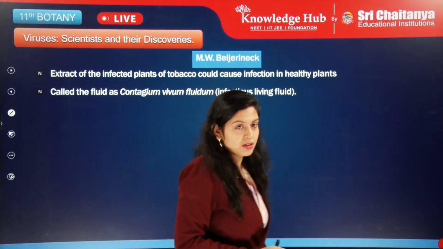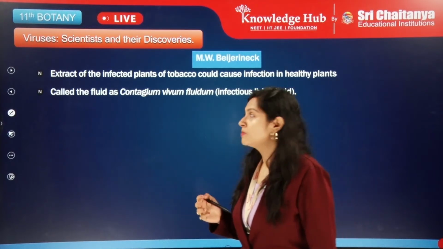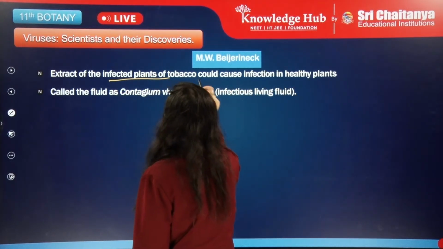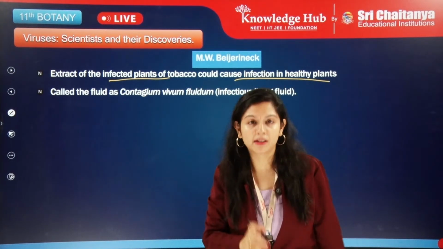Now the next thing is viroids. He took the extract of infected tobacco plants that could cause infection in healthy plants.